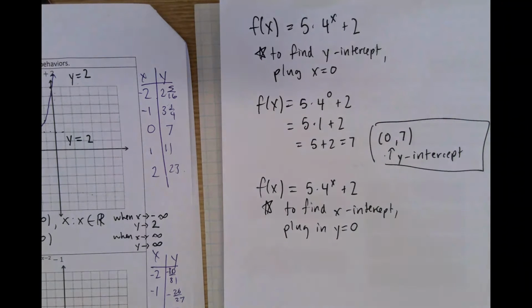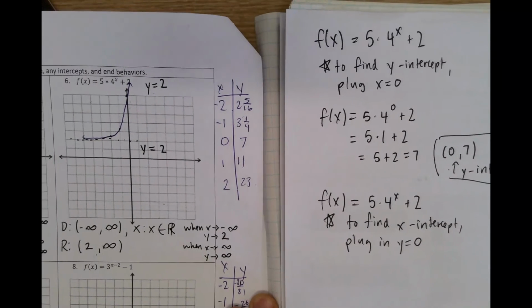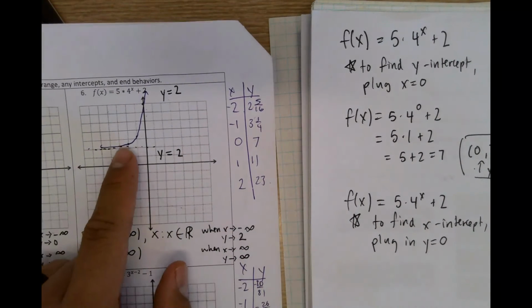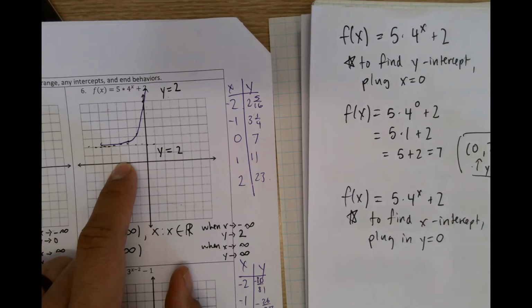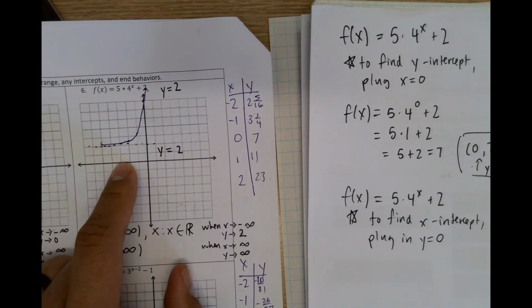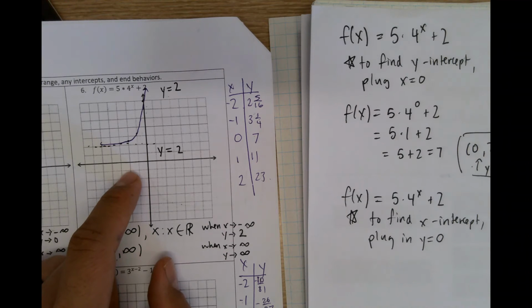So to find the x-intercept, you want to plug in y is equal to 0. Something I want you to note is to think about this practically. The x-intercept would be where this line crosses this line right here. Many of you might be wondering, well, it obviously doesn't cross this line, because if it can't get under y equals 2, there should be no x-intercept, right?